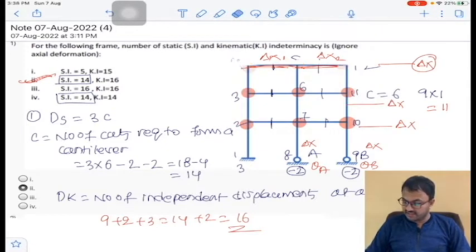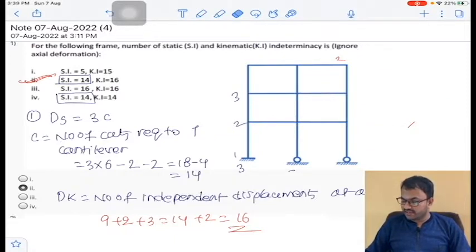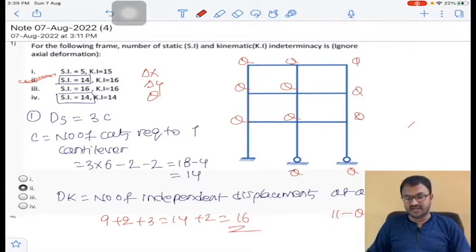I'll explain once again. You can see here, the number of independent displacements at all the joints in a structure is called degree of kinematic indeterminacy. The independent displacements may be delta x, delta y, theta. So first theta at each of the joints, and here theta, here theta. There are a total of 11 thetas. Okay, rotation at each joint.